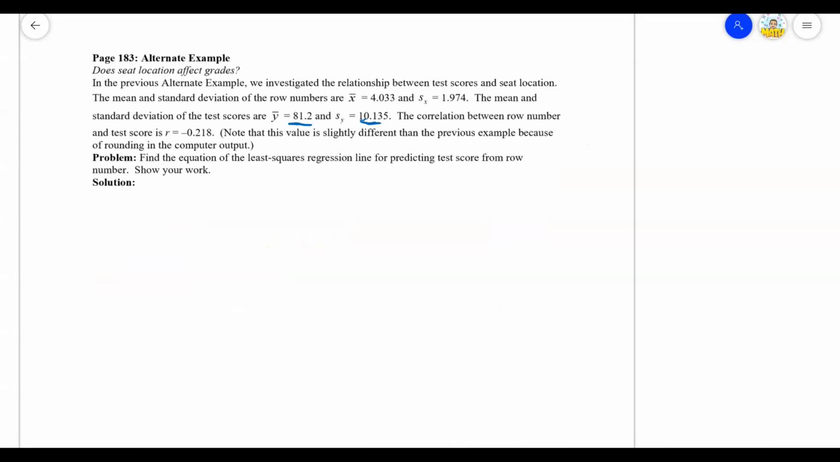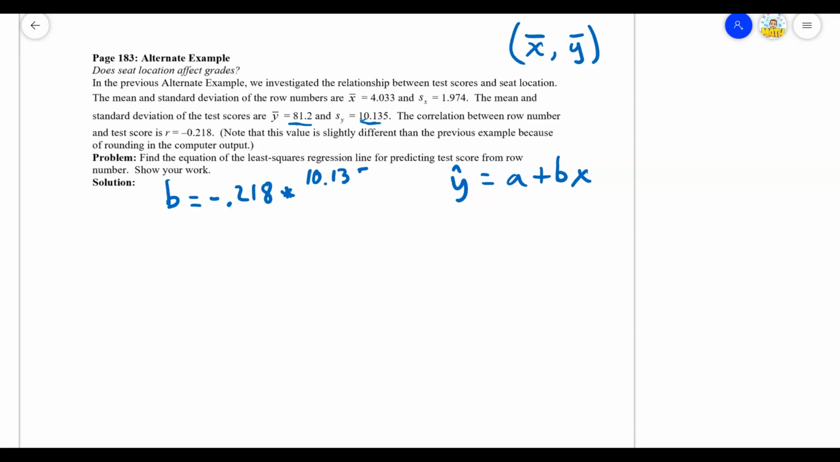So the first thing I'm going to do here is to get the slope. Let's call it b. All right. We want to write this equation: y hat equals a plus bx. It's basically what I'm attempting to do here. And I know that this point is on the line. This is a classic Algebra 1 problem. Write the equation of a line given the slope and a point. So we don't have the slope outright, but I'll go ahead and get it. I take the correlation coefficient, negative 0.218, and I multiply that by the change in y, which is 10.135, over the change in x. That's my slope. Change in y over change in x, 1.974. That's going to give me my slope.